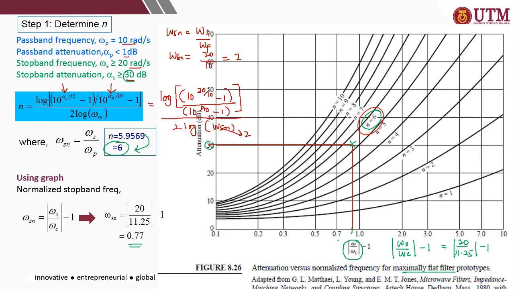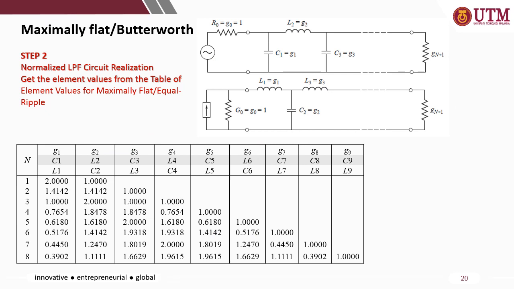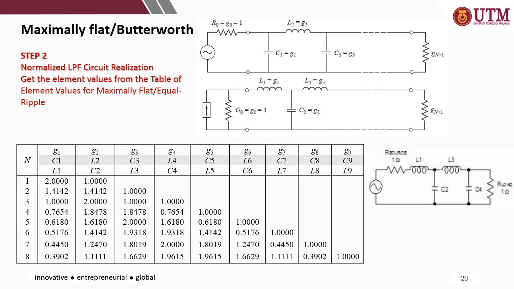Okay, so if you compare the calculation using the equation with the graph, you'll get the same result. N will be equal to 6 in this case. Next, once you have calculated the filter order number, you need to get the normalized low pass filter circuit. You can choose either configuration 1, configuration 2, or configuration 3. You can choose either one, unless the question or the specification requests a certain configuration.